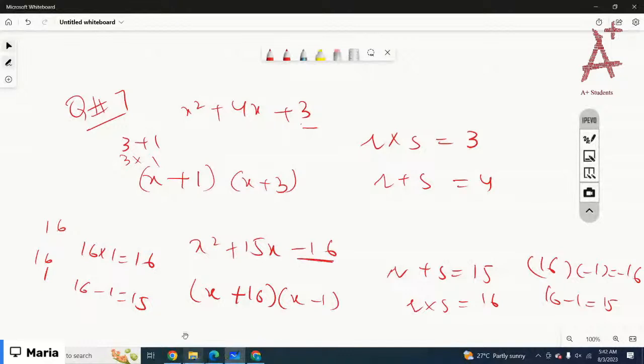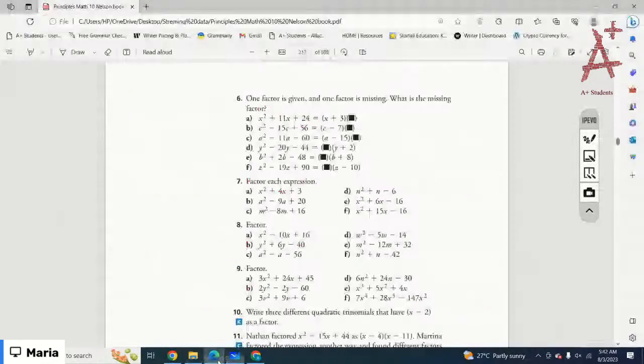Okay, let's start with question number 8. x square minus 10x plus 16.